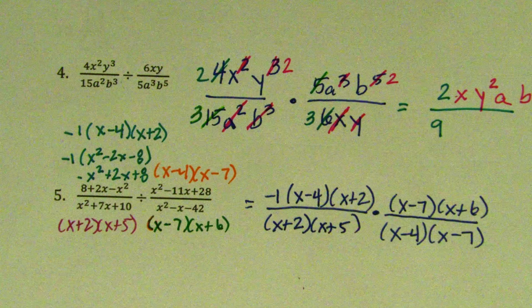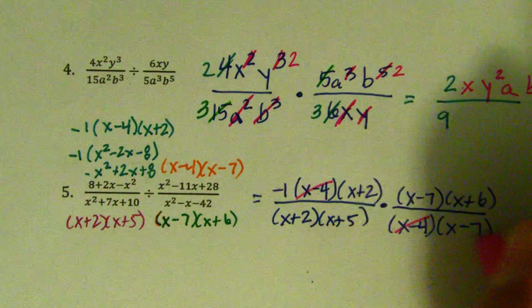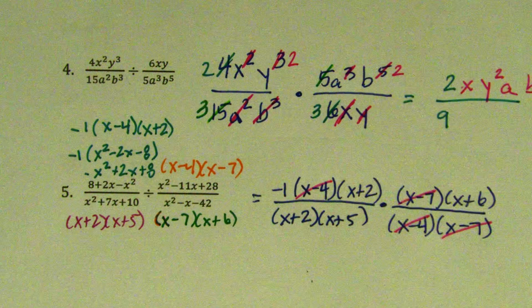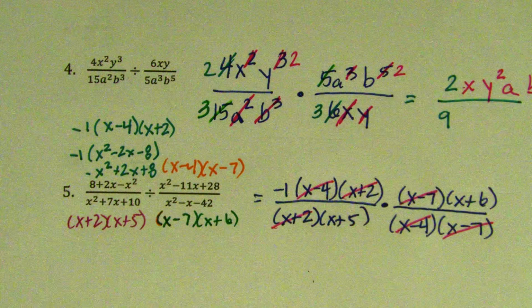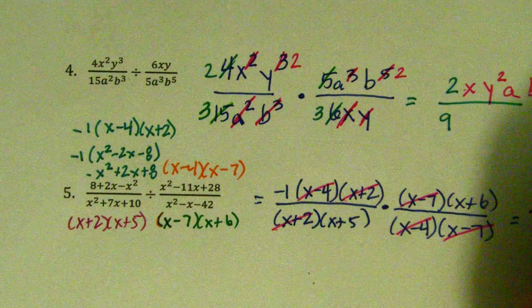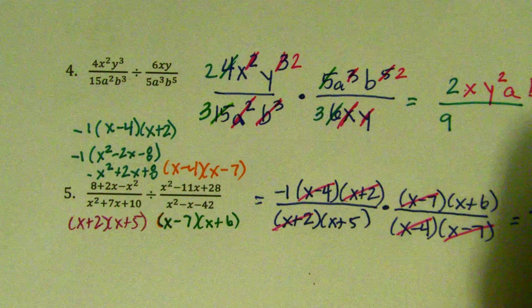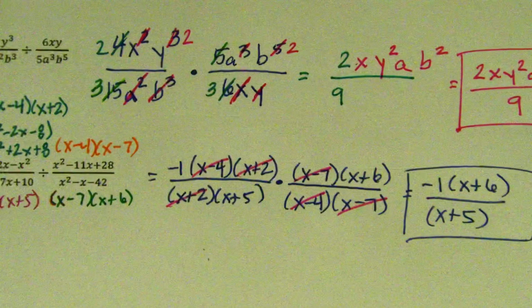So now it's just a matter of reducing. We have an x minus 4 and an x minus 4, an x minus 7, an x minus 7, an x plus 2, and an x plus 2. And that's it. So our answer then is negative 1 times x plus 6 over x plus 5. And you could distribute the negative 1 if you wanted to. You don't have to.